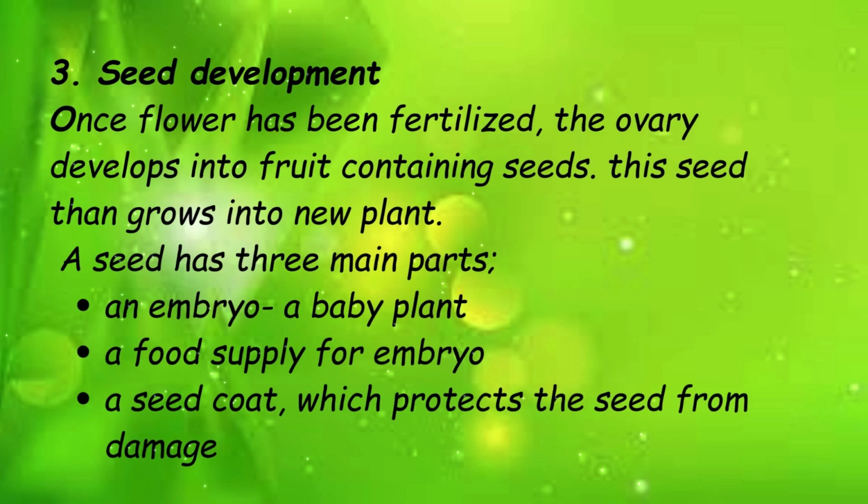Then is seed development. Once flower has been fertilized, the ovary develops into fruit containing seeds. This seed then grows into new plant. A seed has 3 main parts: an embryo, a baby plant, a food supply for embryo, and a seed coat, which protects the seed from damage.